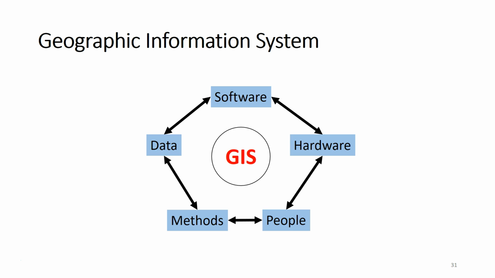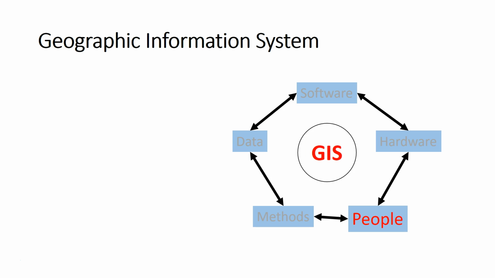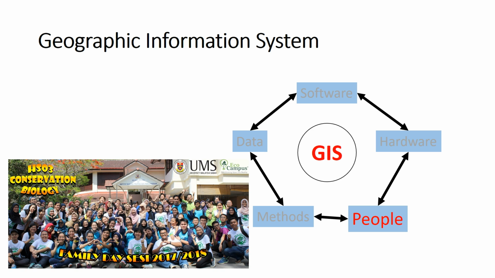So basically, GIS comprises these 5 elements: software, hardware, people, method, and also data. Okay, so I will just go through it. First, we're talking about people. In this course, it is you. All of you are going to learn how to use it.